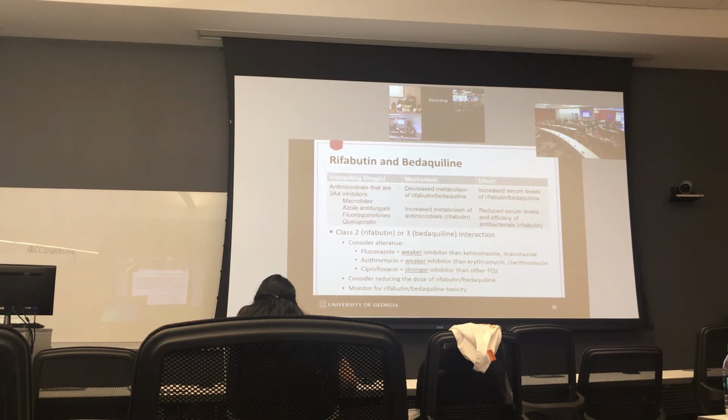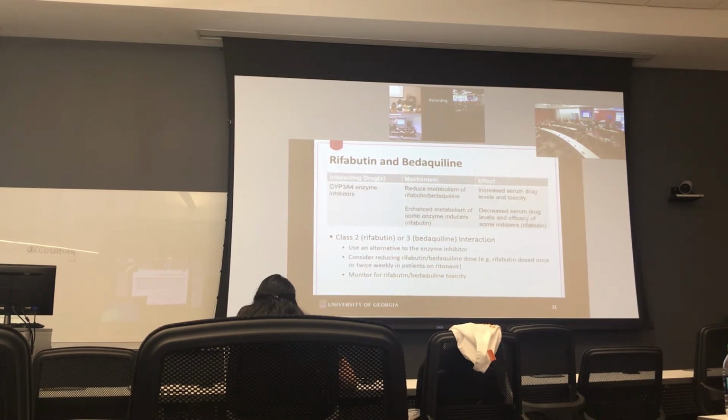With our enzyme inhibitors in general, we will similarly see a reduced metabolism of rifabutin, and with rifabutin we'll have an enhanced metabolism of those enzyme inducers. So again, we'll have toxicity with the anti-tubercular agents, and we'll have loss of efficacy with our enzyme inducers.